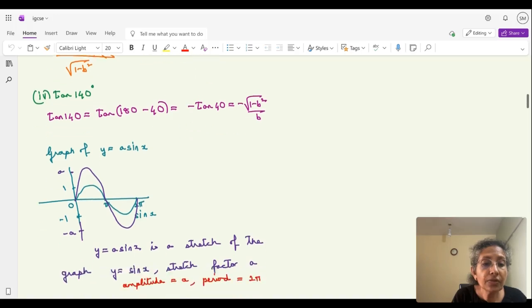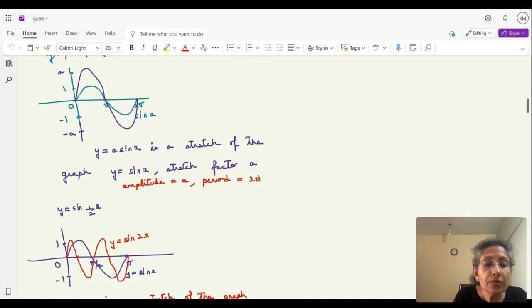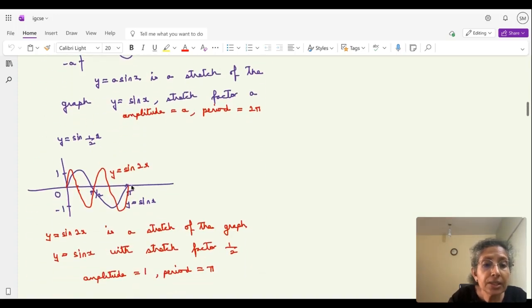Now this is the graph of y equal to a sin x. Y equal to sin x is marked in green, and a sin x is a stretch of the graph y equal to sin x by a. So it is stretched by a. So your amplitude is a and period is 2 pi. Y equal to sin half x. In this case, sin 2x is a stretch of the graph, and if you have sin x, the stretch factor is half, amplitude is 1, and period is pi.